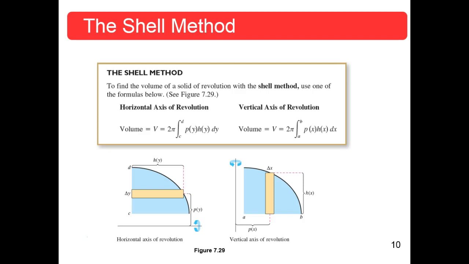2 pi p is your circumference. h is your length. dy is the thickness. Or if you have a vertical axis of revolution, then you use your dx. Okay, because you have a dx here going around. So 2 pi p of x, now you have to have that radius in terms of x, not in terms of y. The height in terms of x, as a function of x rather than a function of y. And of course they like to have x going from a to b.